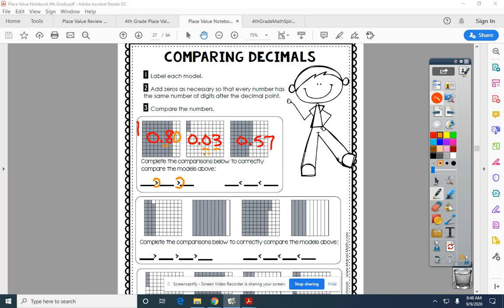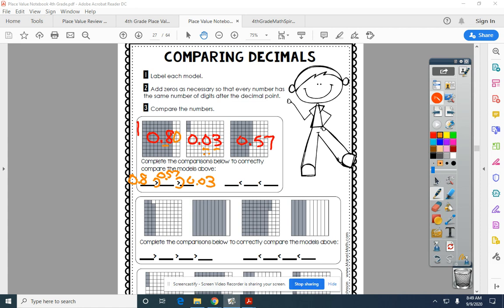Caleb? 0.8. So first is 0.8. What's next? 0.57. This is greater than this 3 cents. And last, 0.03. Right? Okay. Now this is really easy to see when they shade in a model for you, right? Because I can see that this one, 0.8, is filled in the most.